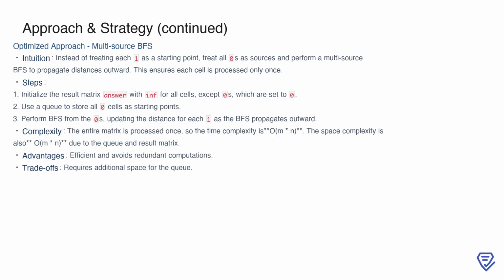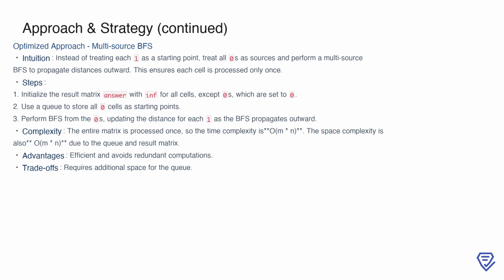A more efficient solution is the optimized multi-source BFS approach. Instead of treating each 1 as a starting point, we flip the perspective and treat every 0 as a source. The idea is to perform a BFS simultaneously from all 0s, propagating distances outward to neighboring cells. This ensures that each cell is processed only once.